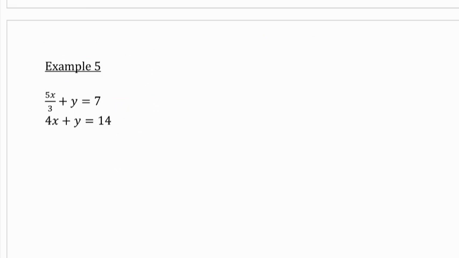So if I look at this next one, now it's got a fraction in it, but remember we figured out how to get rid of that. We said we can just multiply everything by 3 here. And if I do that, I get 5x plus 3y equals 21, right? I took 3 times all of those.